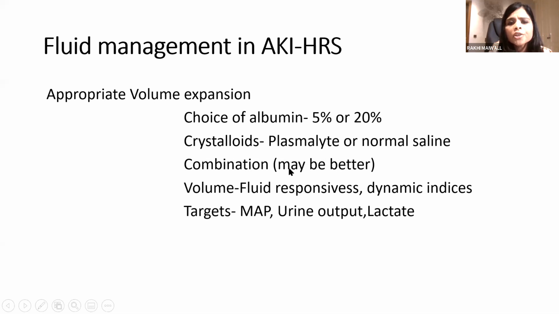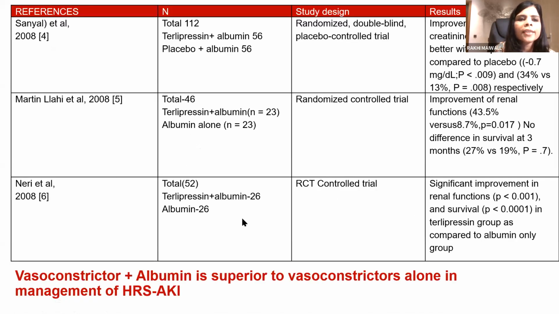You may use a combination of albumin and the crystalloids, and you have to go by dynamic indices. I do not have any data to show you here, but this is what is now recommended, and this is the data which we can extrapolate from non-cirrhotics, that we should go by fluid responsiveness. So we should individualize and not give a protocol-based approach for the fluid management for all our liver patients presenting with AKI. And the targets remain, we target the mean arterial pressure, urine output, and if you're in the intensive care, you can see the lactate measurements.